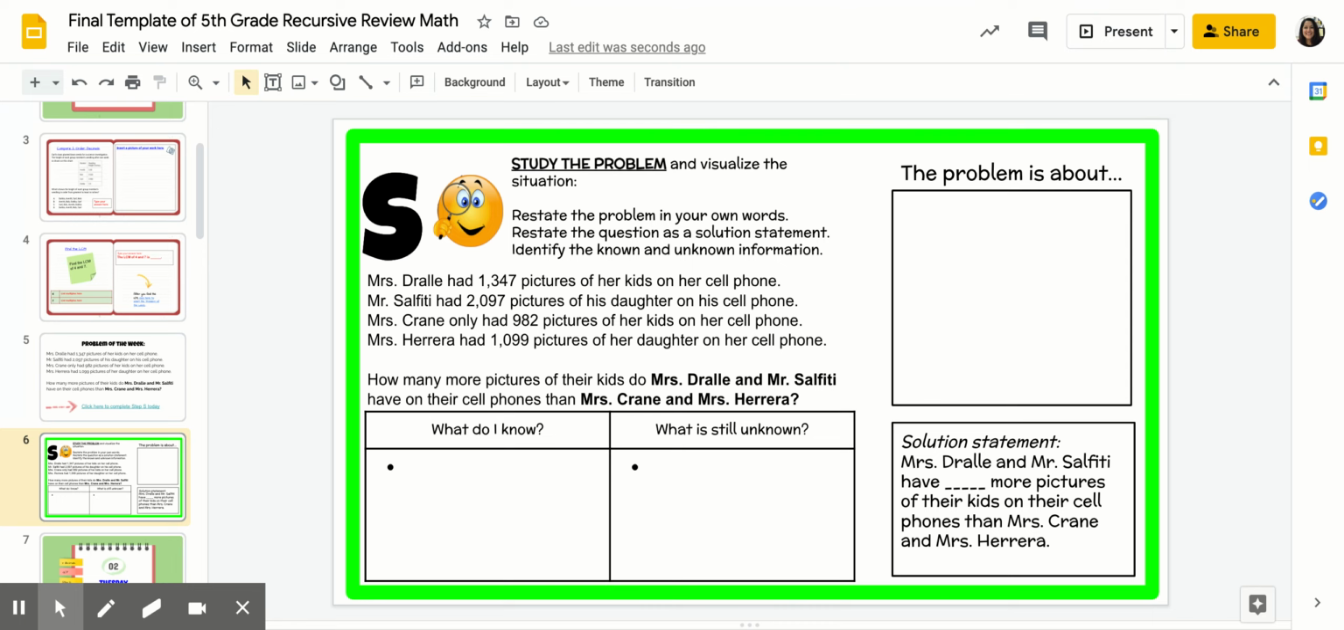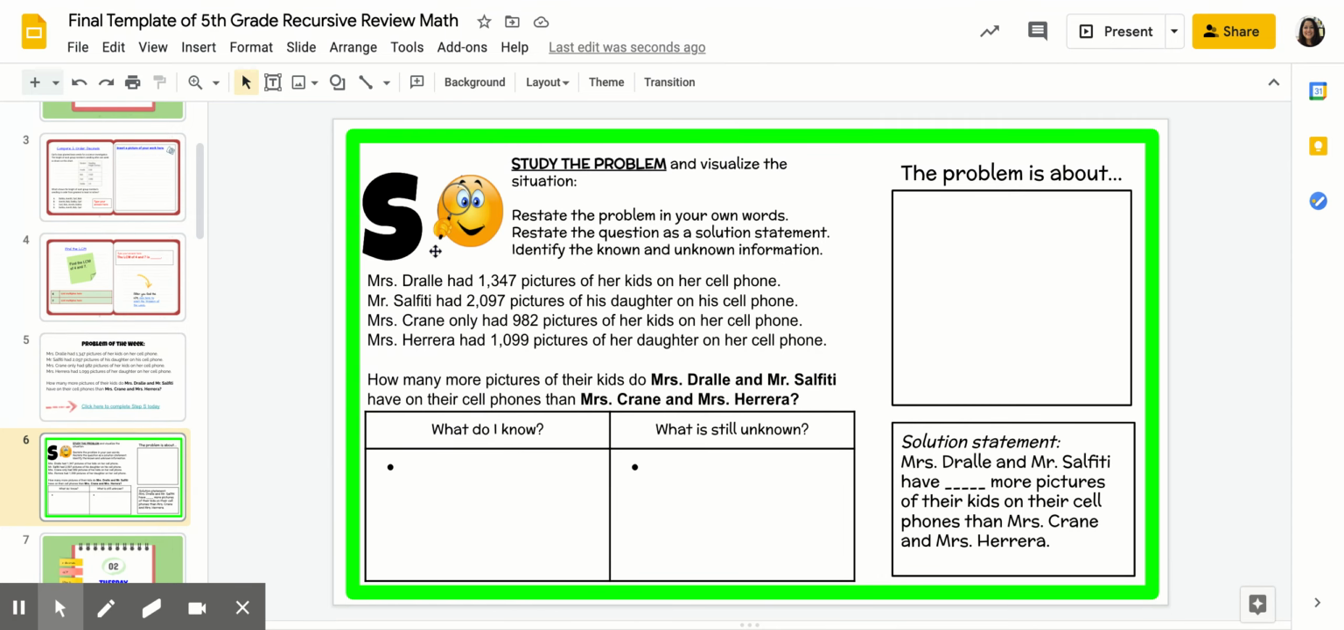Hi, today we're going to be completing step S of solve. All we will be doing today is studying the problem and visualizing the situation. In order to do that, we will restate the problem in our own words, we will restate the question as a solution statement, and we will identify the known and the unknown information.